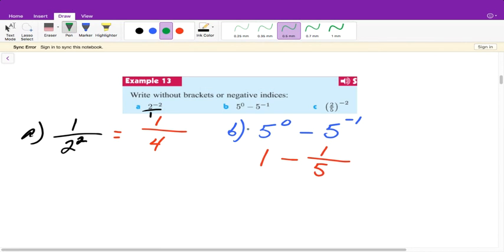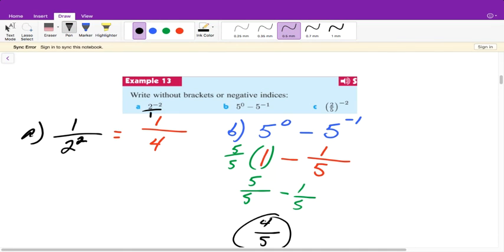And now we can combine these. We can multiply this by 5 over 5, so we get a common denominator. So 5 over 5 minus 1 over 5. And that will give us the final answer of 4/5. All right, so you must keep going as much as you can.